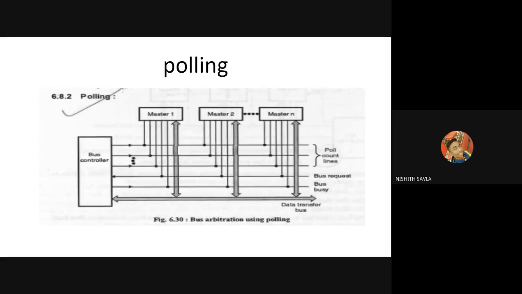Ma'am, but why is every master connected to every poll count line?